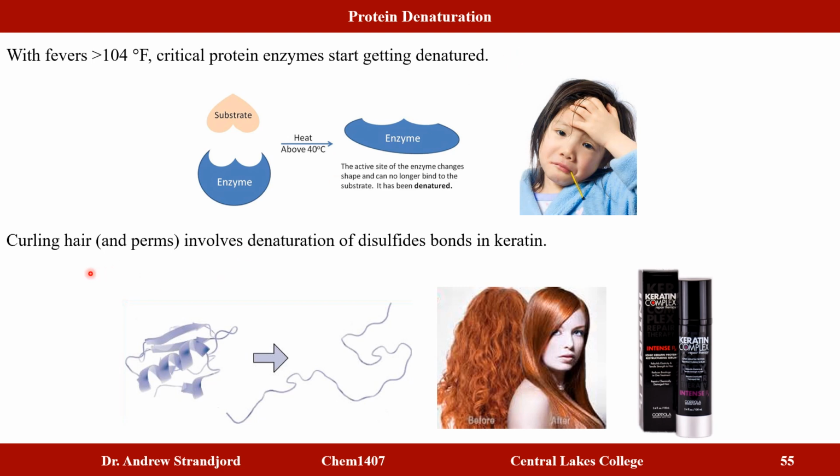Another example is getting a permanent. If you have curly hair, we have a lot of keratin proteins, which have a lot of alpha helixes in them. When we have a permanent, we actually chemically change the nature of those proteins to straighten that hair. That's because curly hair has a lot of disulfide bonds between the different protein strands. Chemically, we can break those bonds and straighten our hair.